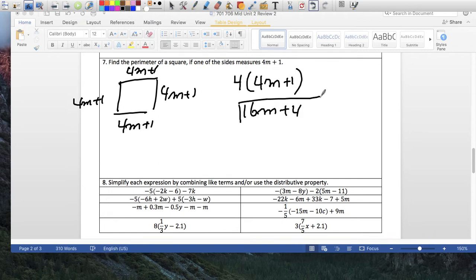So the perimeter can be represented by this expression, or you could have just added 4m plus 1 plus 4m plus 1 plus 4m plus 1 plus 4m plus 1, written that long expression, combined the like terms, and you get the same answer.